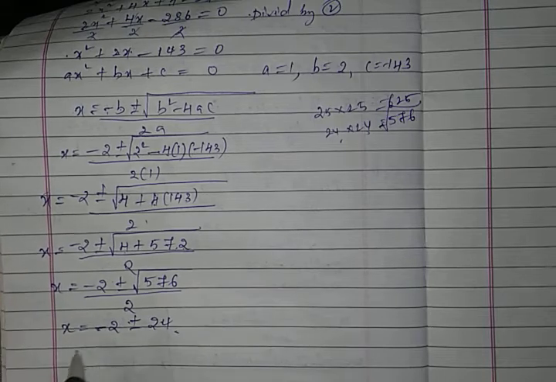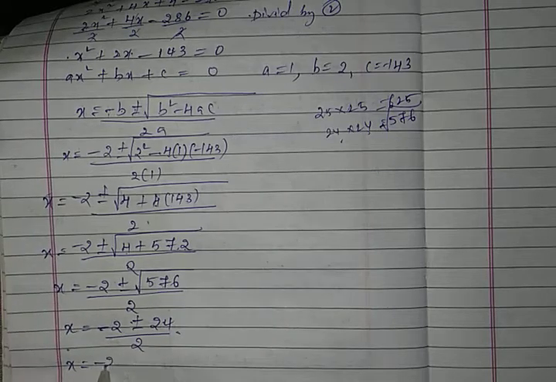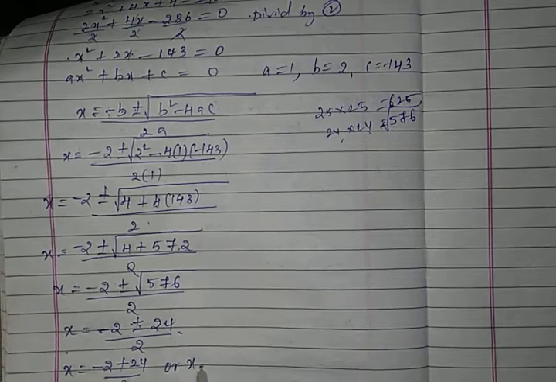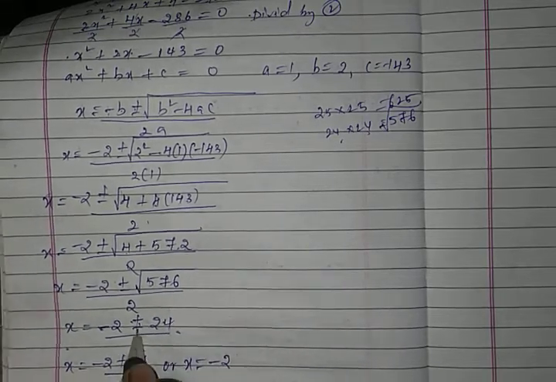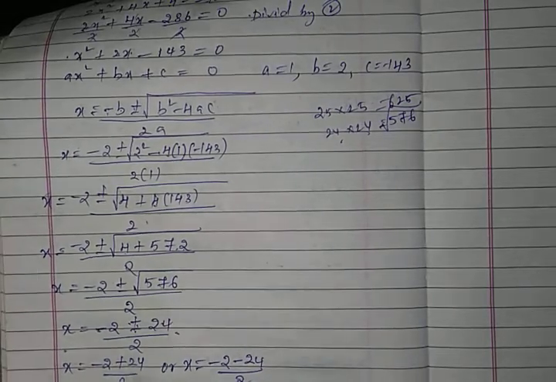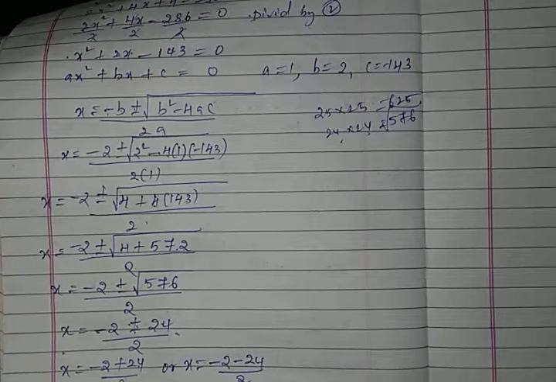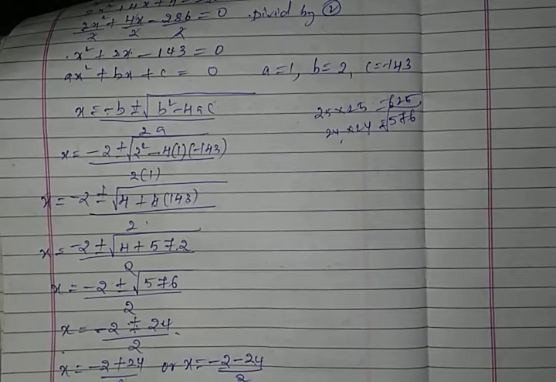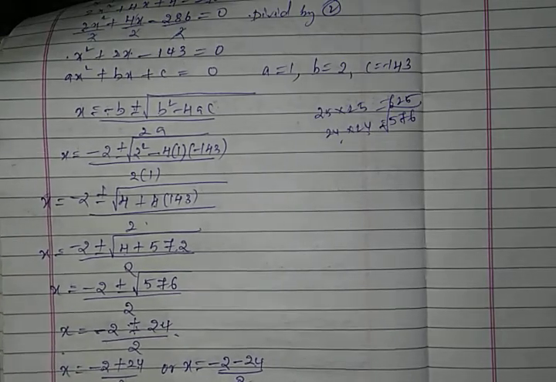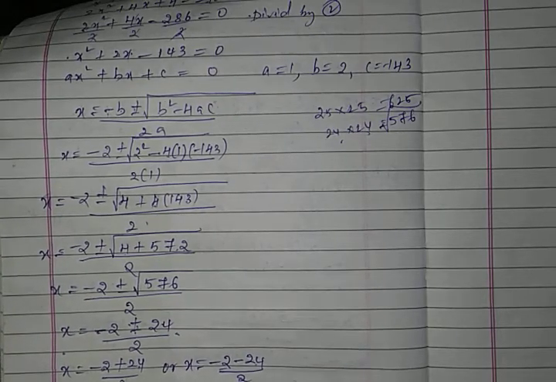Then here it is minus, divided by 2. x is equal to minus 2 plus 24 divided by 2, or x is equal to minus 2 minus 24 divided by 2. Then x is equal to 24 minus 2 is 22 divided by 2, or x is equal to minus 2 minus 24 is minus 26 divided by 2. 2 11s are 22, therefore x is equal to 11, or 2 13s are 26, x is equal to minus 13.